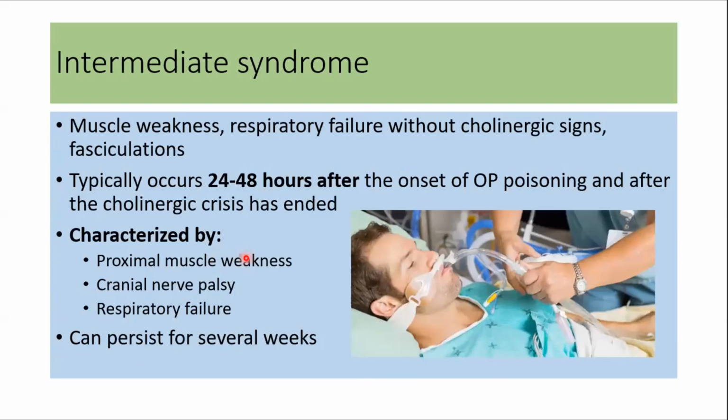Sometimes patients can present with intermediate syndrome. It usually occurs 24 to 48 hours after the onset of organophosphate poisoning and after the cholinergic crisis has ended. Patients usually present with muscle weakness and respiratory failure without cholinergic signs and fasciculation. So it's basically characterized by proximal muscle weakness, cranial nerve palsy, and respiratory failure. This can persist for several weeks, and most of the patients usually make a slow recovery.